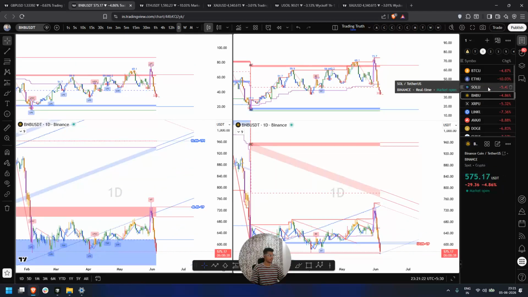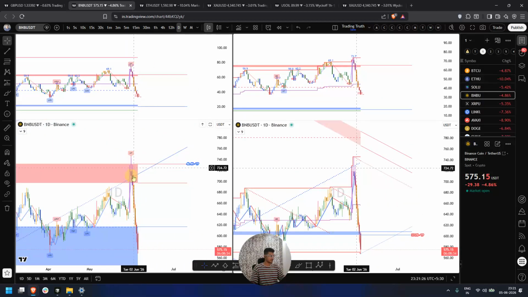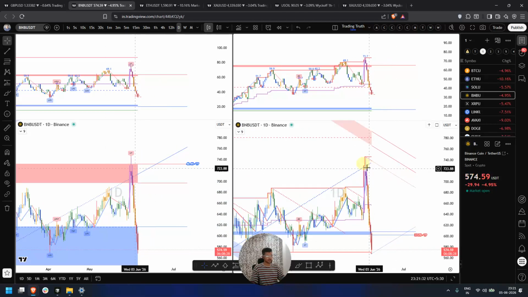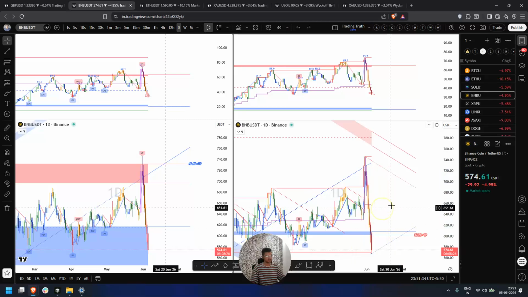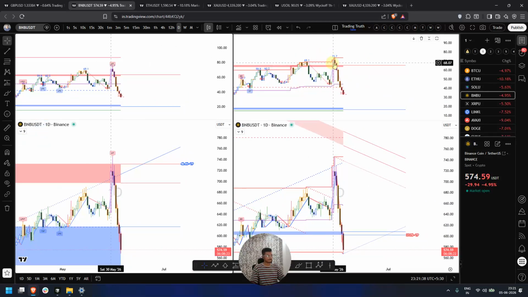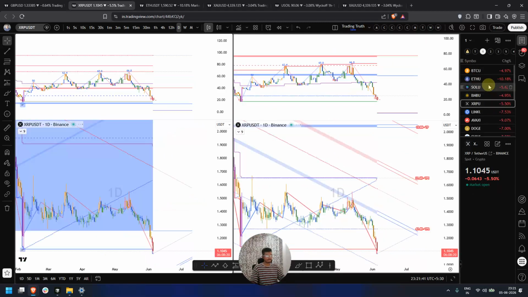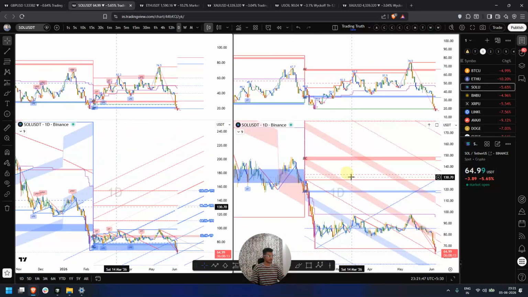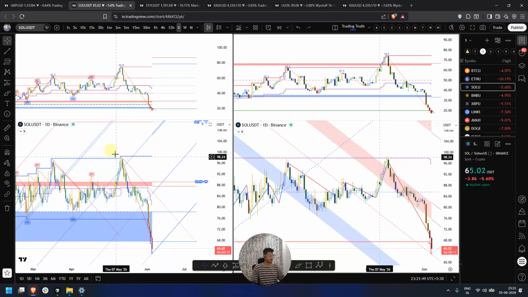BNB, here it was making an upthrust. Very strong. 18% down. What? It's crazy. Midpoint. You see.